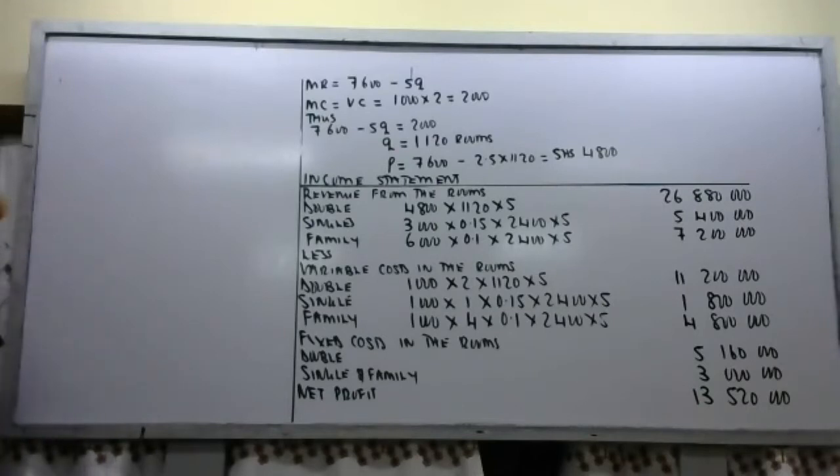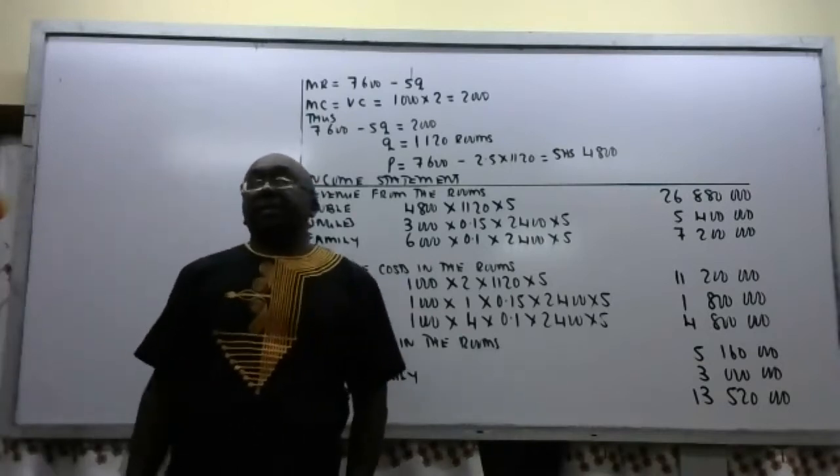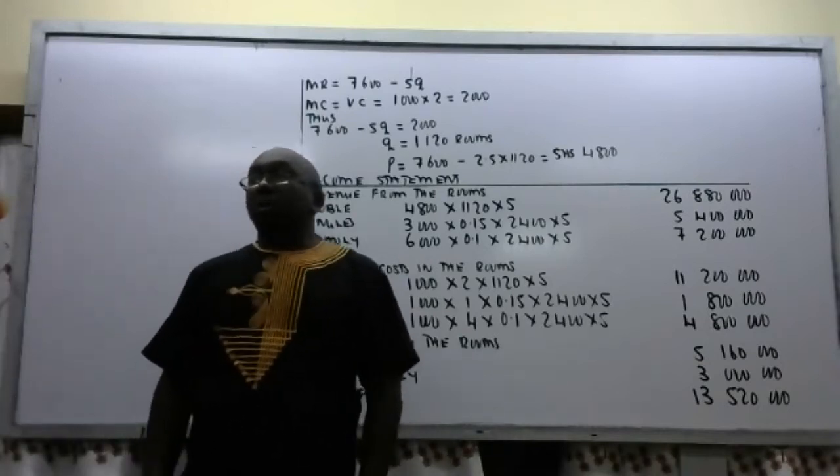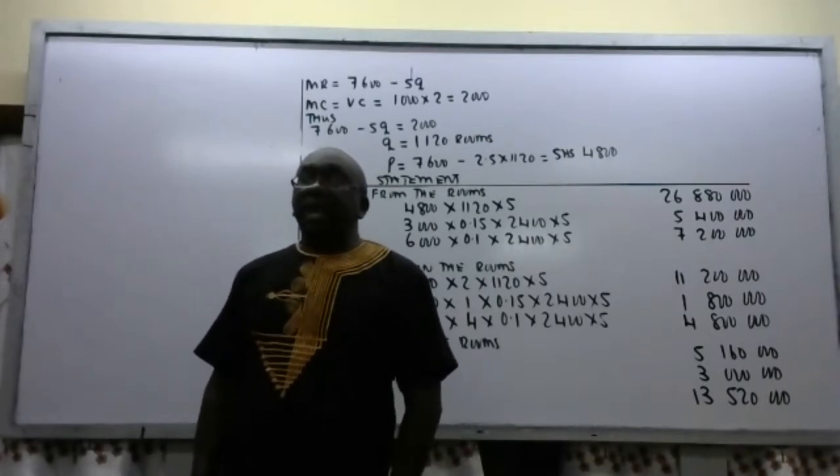Are you okay? Okay. The question further continues to say that the management is planning to reduce the variable costs by 20%. So you are told to advise on whether that is viable or not.